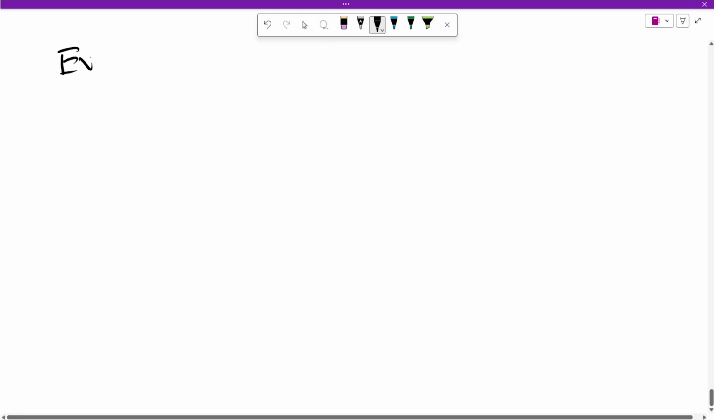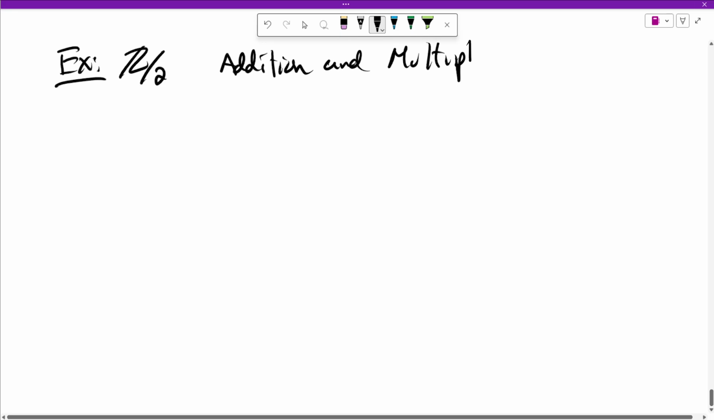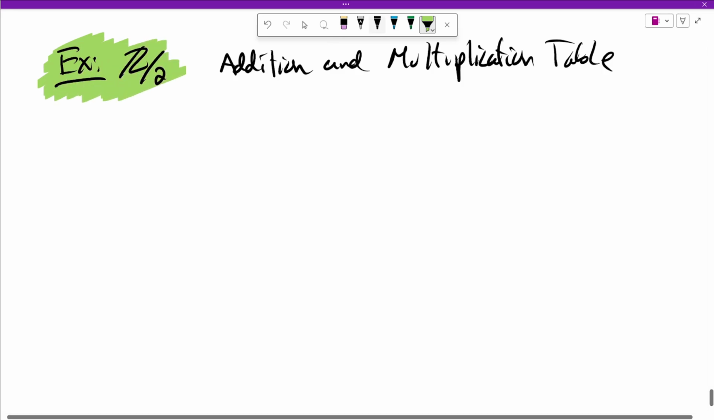We'll do a sort of silly example. We're going to start out with Z mod 2, and we're going to look at the addition table and multiplication table. And then after that, we'll do a little bit more serious of an example, maybe Z mod 4. I'll decide what we're going to do after this when we get there. But we're going to do Z mod 2 now.